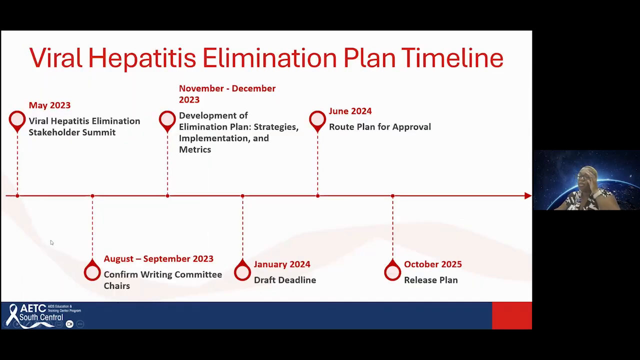And so from the summit, as you can see in the timeline, we had the summit in 2023. And then around August and September of 2023, we confirmed the writing committee chairs. And I'll go into the sections that were represented as the writing committees. And then in November and December, we had the development of the elimination plan with the strategies, implementation, and metrics. And then we drafted the plan in January 2024. We routed it to DSHS for approval in June 2024. And then the plan was released this past October of 2025. So as you can see, it took pretty lengthy time and a lot of effort to ultimately publish this plan.